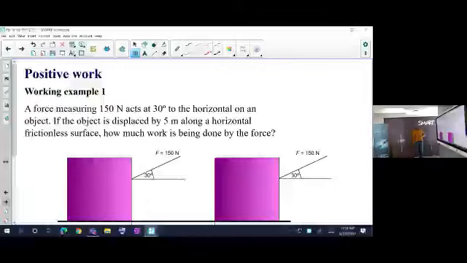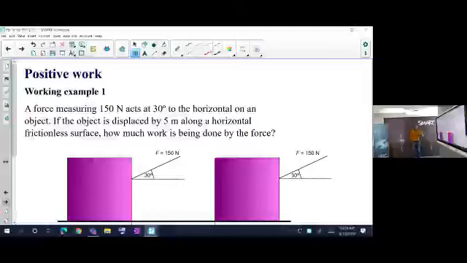We have to look at example one. A force measuring 150 Newton acts at 30 degrees to the horizontal on an object. This is the angle that I was talking about earlier. If the object is displaced by 5 meters along a horizontal frictionless surface, how much work is being done by the force?